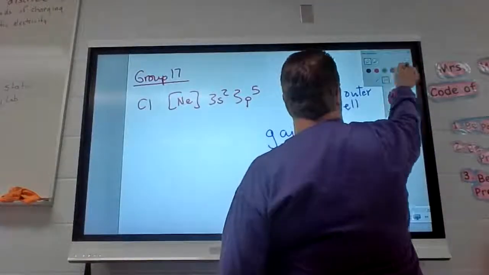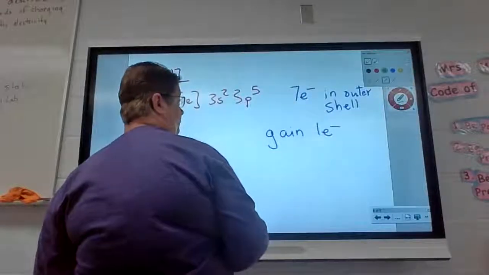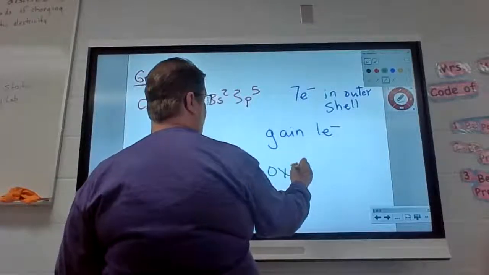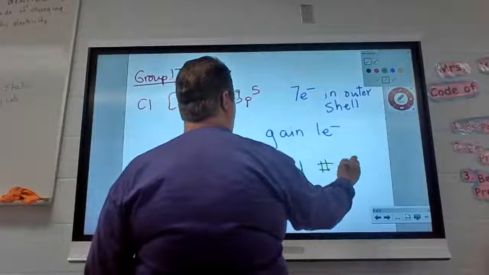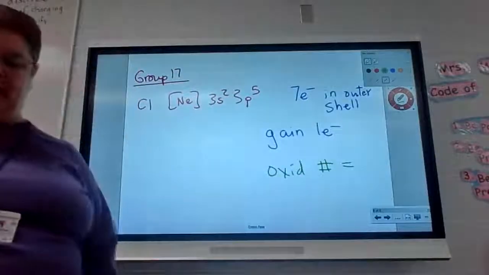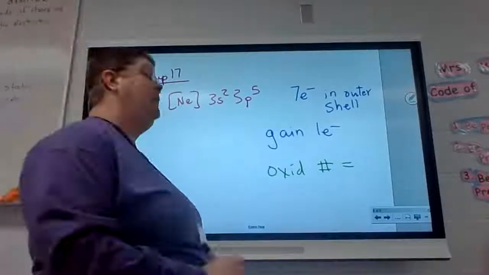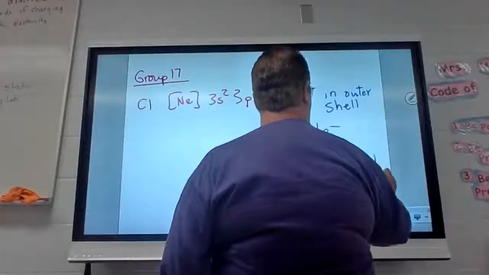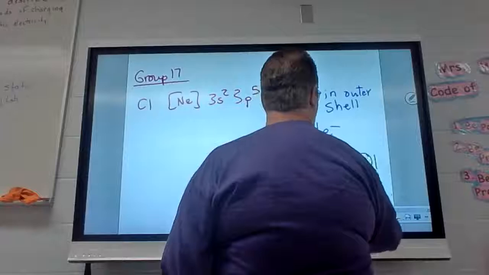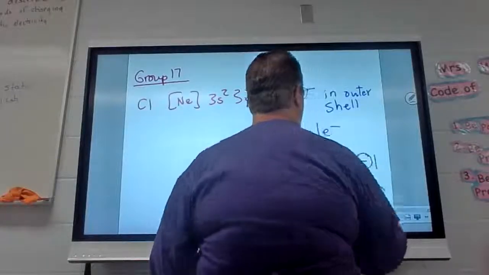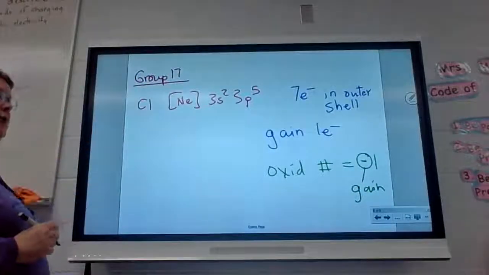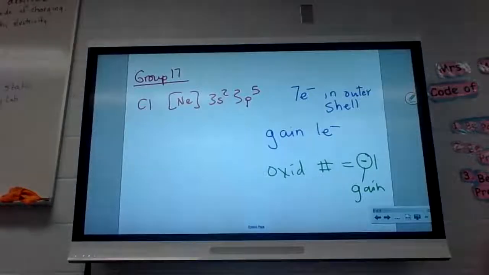So that means our oxidation number is a what? What's our oxidation number going to be if we gain 1 electron? It's going to be what? -1. Okay? Because we gain. It's negative because we gain. 1 because you said 1 electron.